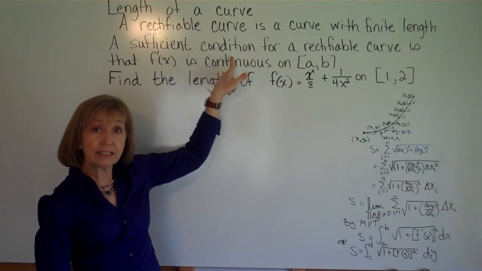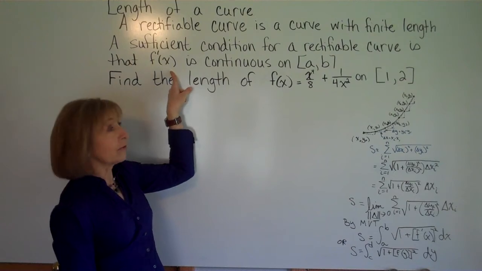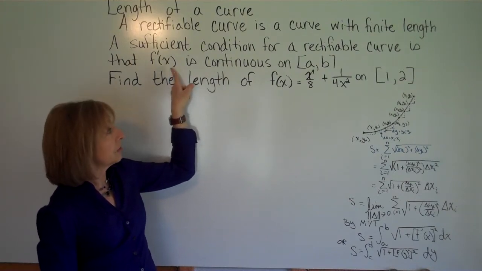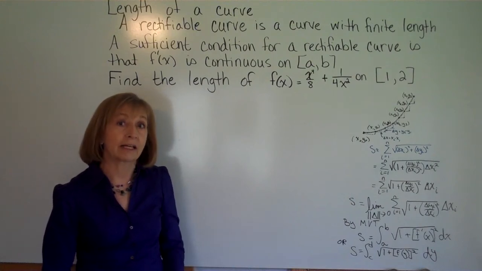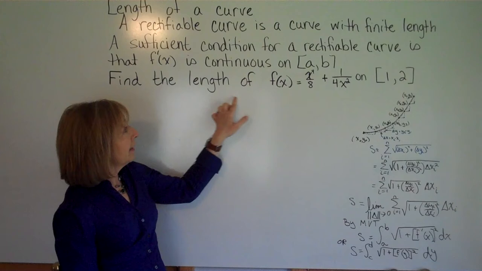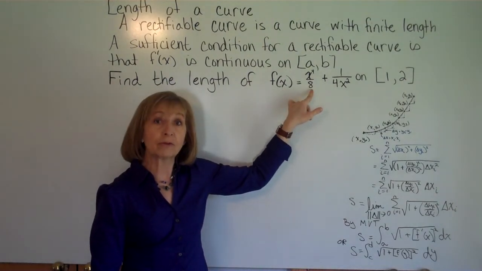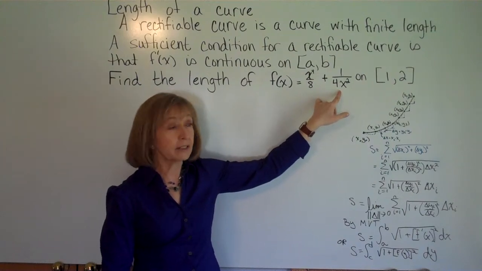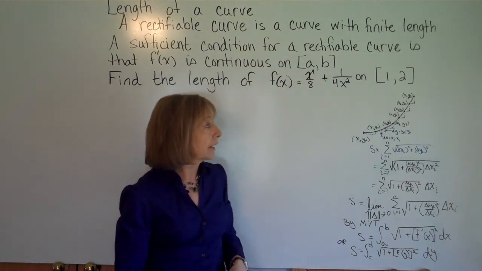A sufficient condition for a rectifiable curve is that the first derivative of the function is continuous on the closed interval that you're trying to find the length of that curve. Now, for our example, we want to find the length of the function f of x equal to x to the fourth over 8 plus 1 over 4x squared on the closed interval from 1 to 2.